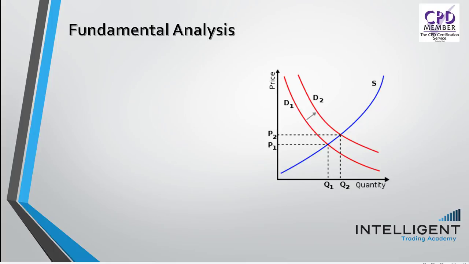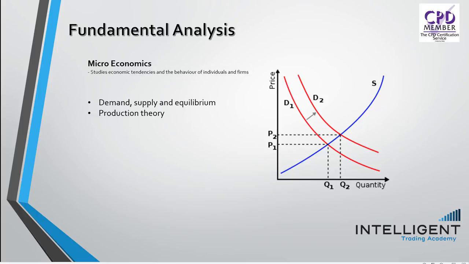Now, the second sector is microeconomics. Microeconomics focuses on companies and usually studies the economic tendencies and the behavior of individuals and firms. So it includes a study of demand, supply and equilibrium, the production theory, costs of production, labor economics, as well as corporate governance, so the management and the team inside.